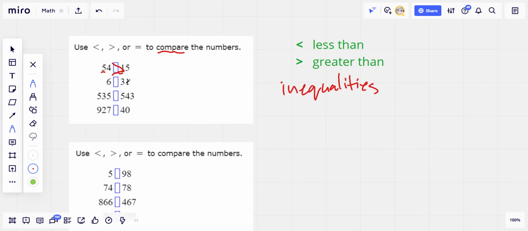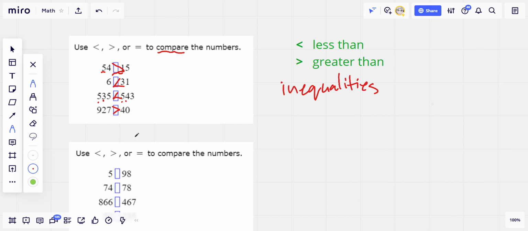All right, then we have 6 and 31. 31's got more digits, so that's bigger, so 6 is less than 31. And here, these are a little closer, 535 and 543. So they have the same number of digits, and the highest place value digit is the same. So then you go to the next highest, in this case it's the tens, and we have a 3 and a 4. So 4 is bigger than 3, so 535 is less than 543. And then the last one is easier again because we have 3 digits on this side and only 2 here. So 927 is greater than 40.